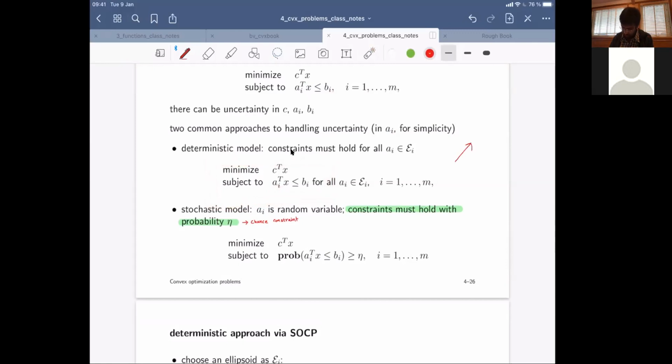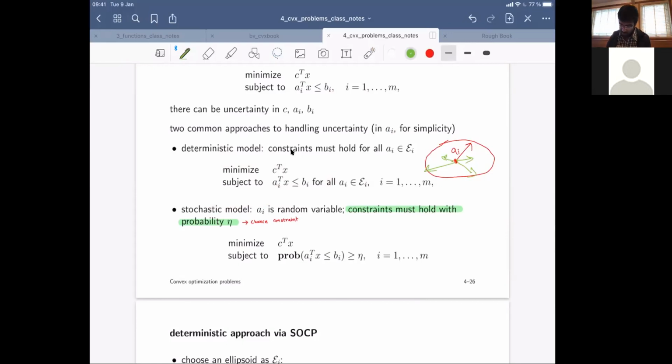AI is a vector, right? So now what I say is that I'm not very sure about AI, but what information I can provide about AI is that AI is inside an ellipse. So now I know that my AI is somewhere inside here. It can be here, or like this, like this, something like this. So it's inside an ellipse.